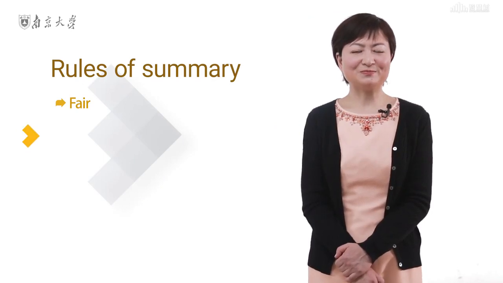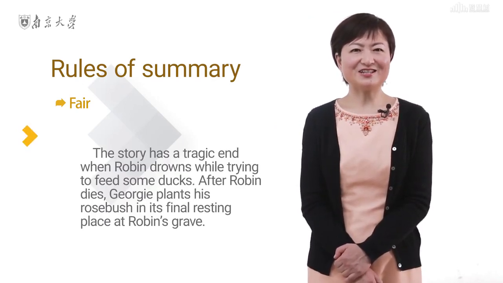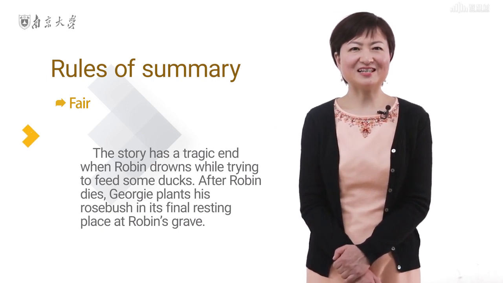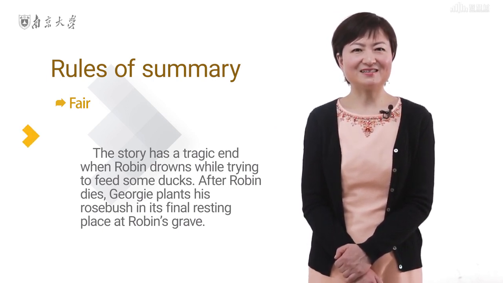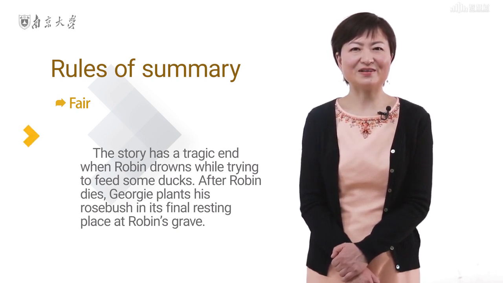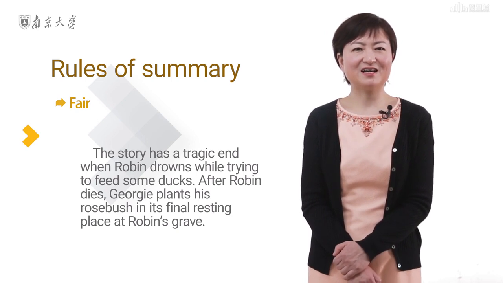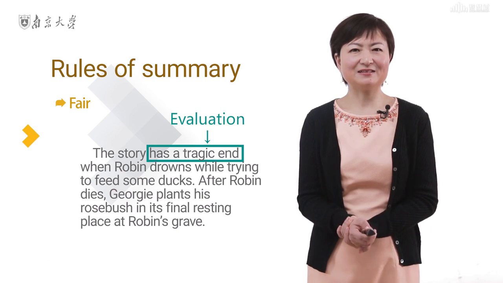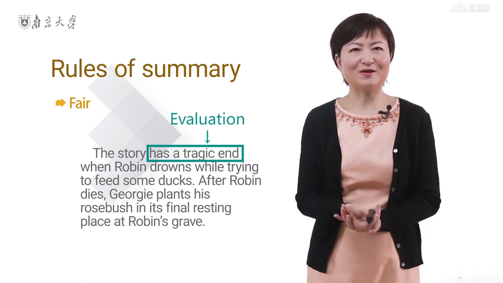Here is an example. The story has a tragic end when Robin drowns while trying to feed some ducks. After Robin dies, Georgie plants his rose bush in its final resting place at Robin's grave. In this summary, the phrase, "a tragic end," is giving an evaluation of the story.